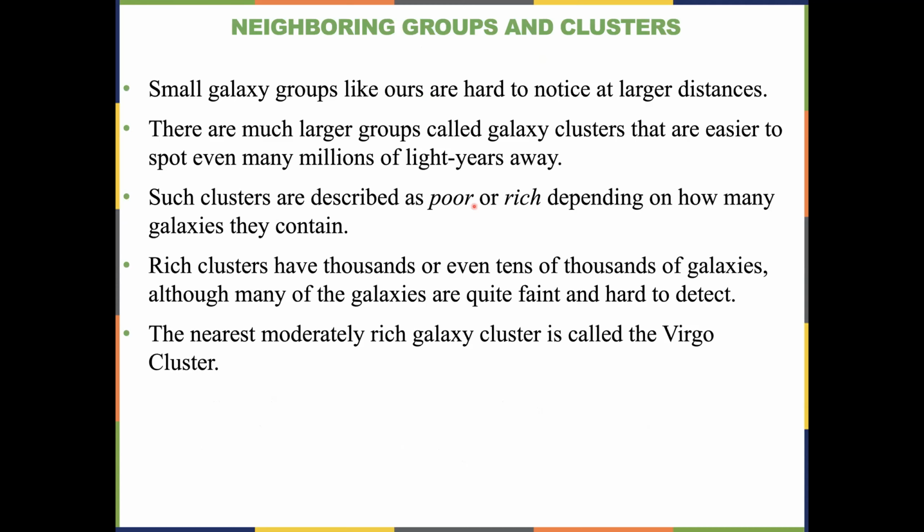However, if you look at large distances, these small groups are very hard to notice, right? But what you can see at these large distances is that there are large groups of galaxies, not like 50 or 60 members. They have thousands of members together. And these types of structures are what we call galaxy clusters, right?